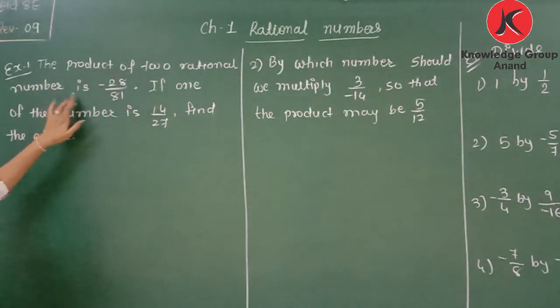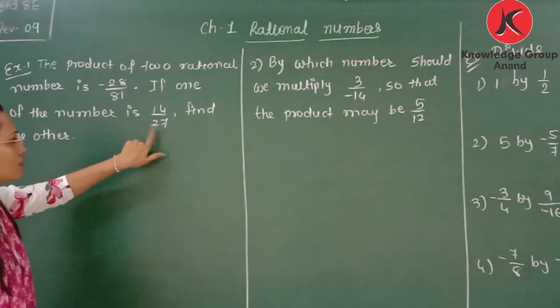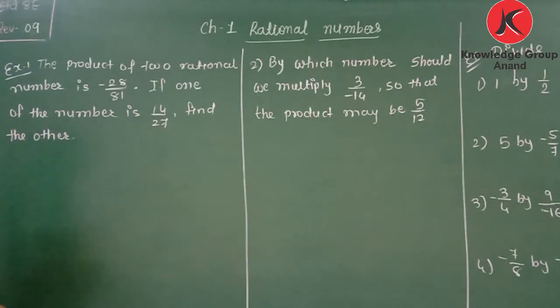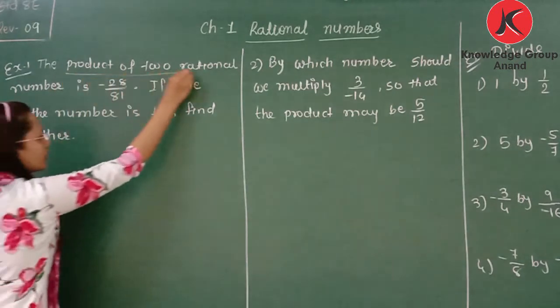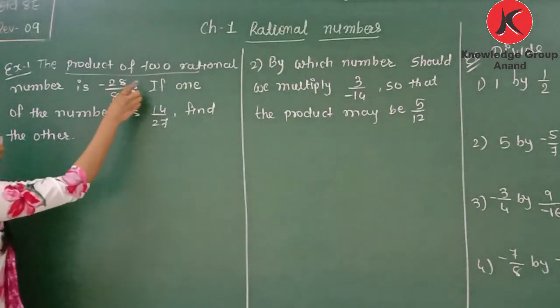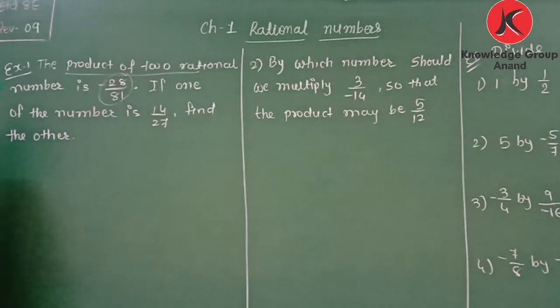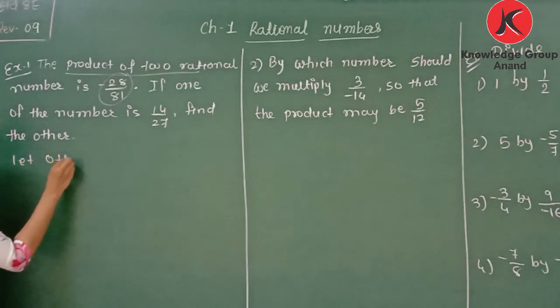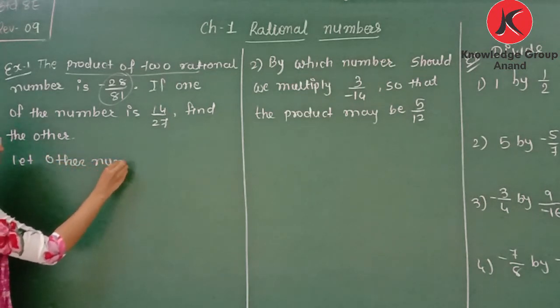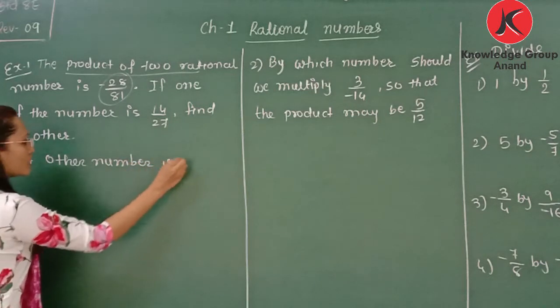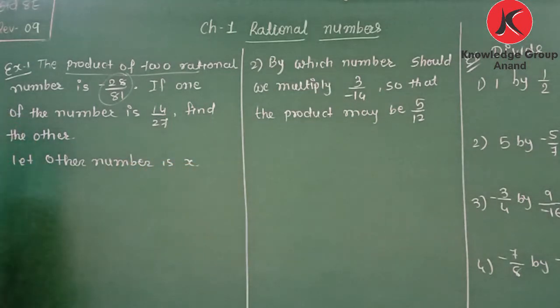The product of two rational numbers is minus 28 by 81. If one of the numbers is 14 by 27, find the other. Here, what is the question? The product of two rational numbers, and from that one number is given. So let's say the other number is x, because we don't know the second number, but the first number is given.